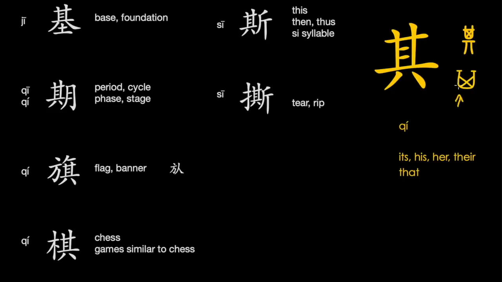But the pronunciation of this character at that time was the same as the pronunciation for it's, his, her, their, and that. And they said, well, since it's, his, her, their, that is very, very difficult to write as a picture, let's use the character that we have for basket, and let's just agree that we will start using this particular picture for the meaning it's, his, her, their, that as well, simply because it has the same pronunciation, same sound.